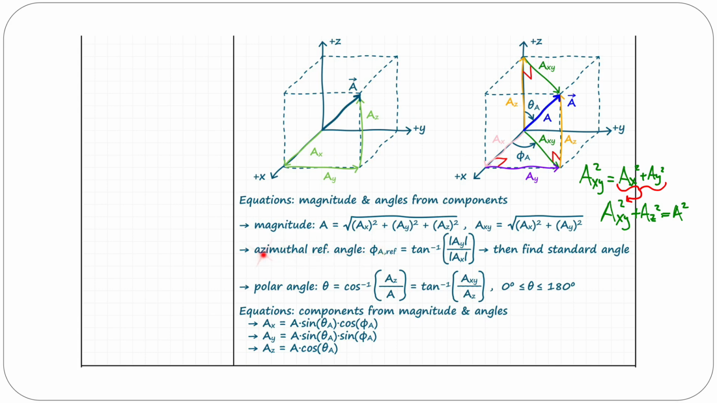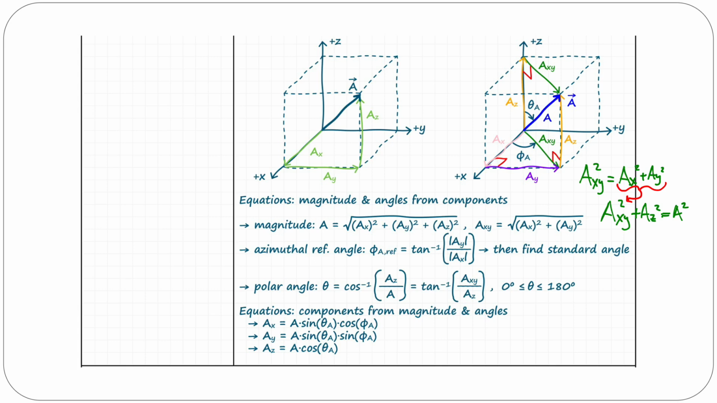If you want the azimuthal reference angle, that's phi A, you would use the inverse tangent of the x and y components. In this right triangle here, AY is opposite, AX is adjacent, so we'd use the inverse tangent to find the angle that we have here inside that right triangle, and then you can find the standard angle if you are in the second or third or fourth quadrants.